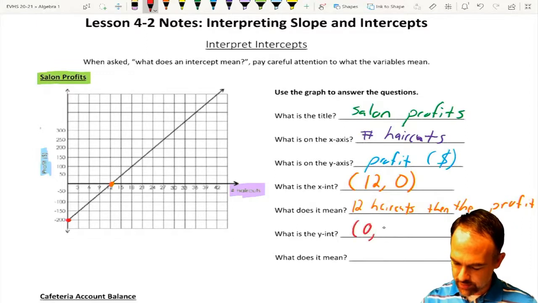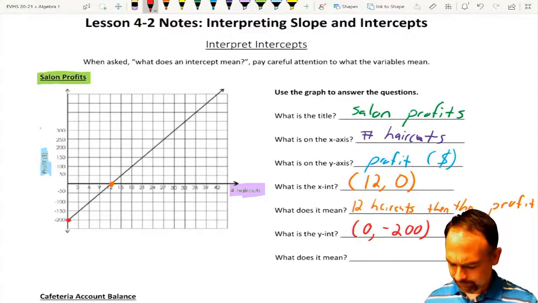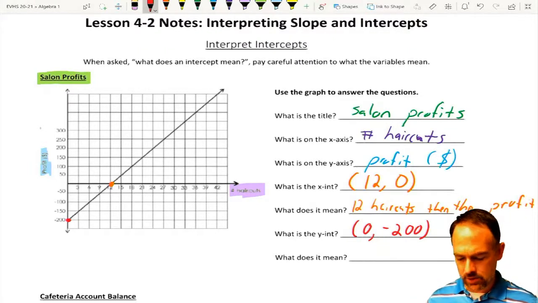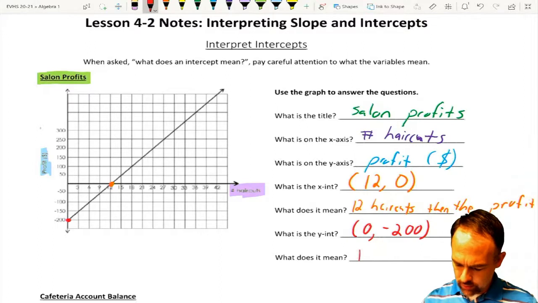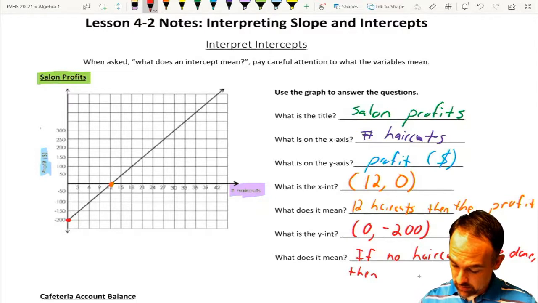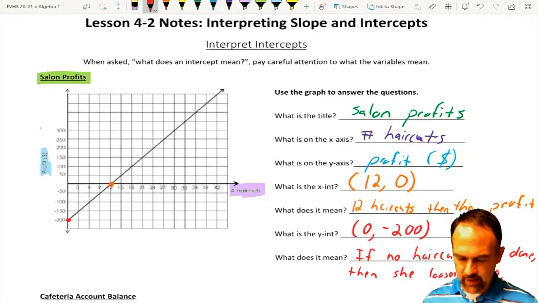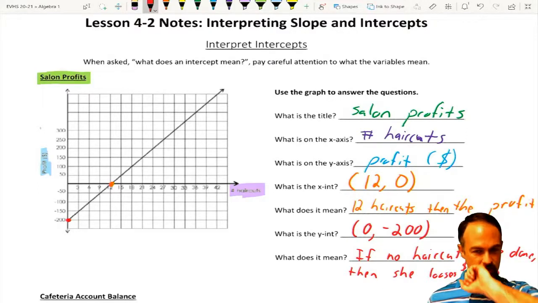negative 200. Now, what does that mean? Let's see. X is haircuts. So if no haircuts are done, then negative $200, I guess she loses $200. And at first, people start questioning, what in the world does that mean? How can she lose $200?